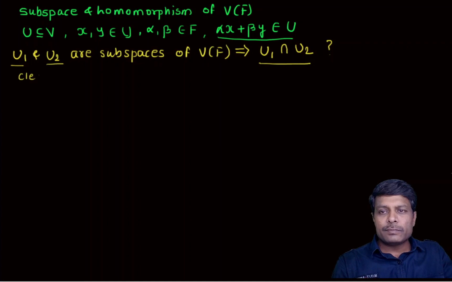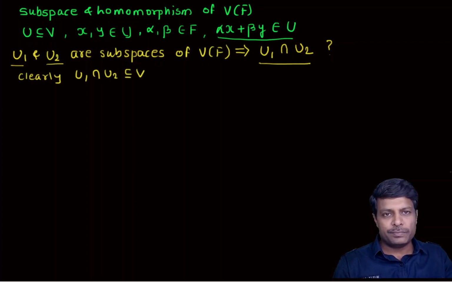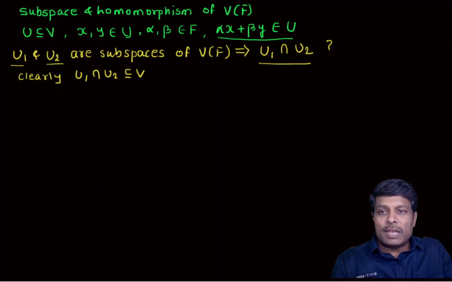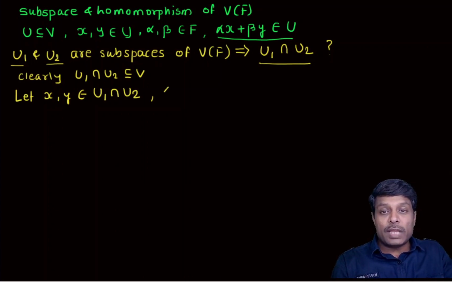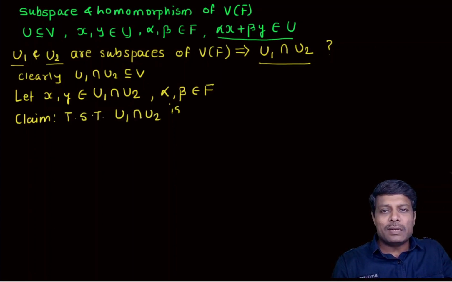So here clearly U1 intersection U2 is a subset of V. This is the first condition we have stated. Now, to check whether it is a subspace or not, you take any two elements from the set which wishes to become a subspace. So let x and y be two elements from this intersection. And again you have to consider two scalars from the field. So alpha, beta are members of field F. Now, what will be your claim? The claim is to show that U1 intersection U2 is a subspace of V. This is the primary claim which we want to show.